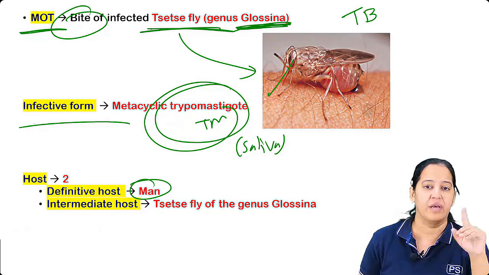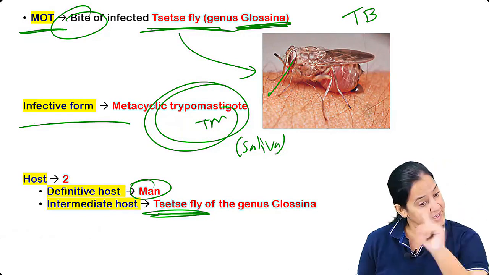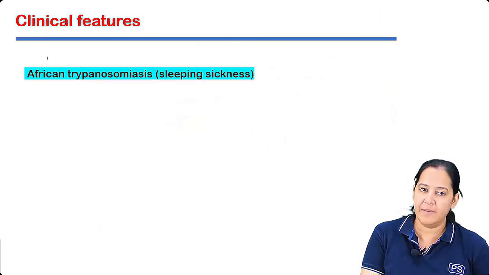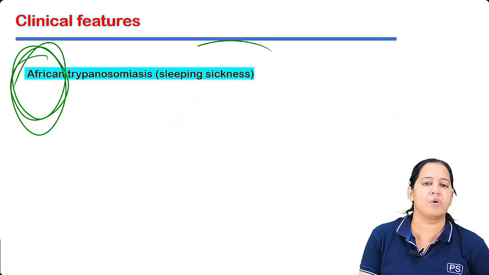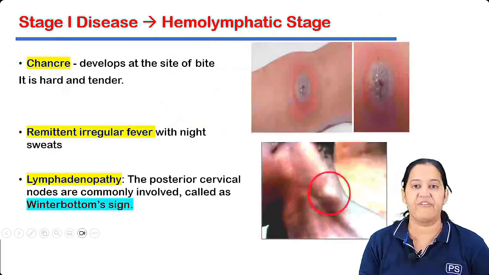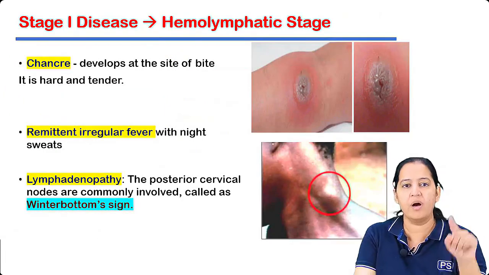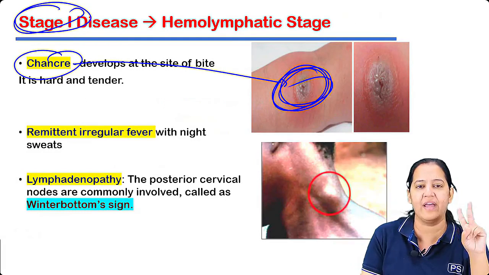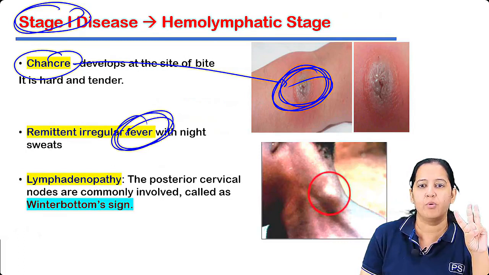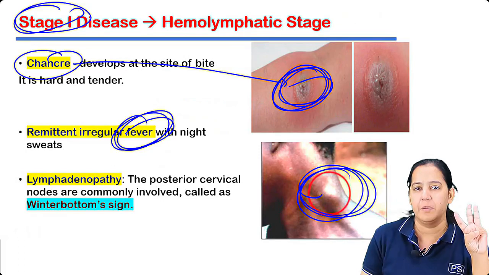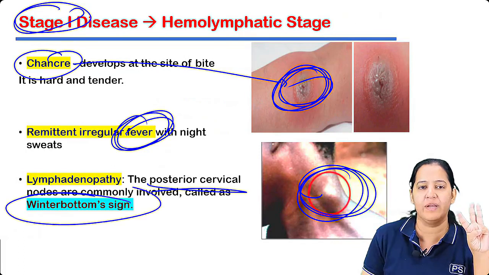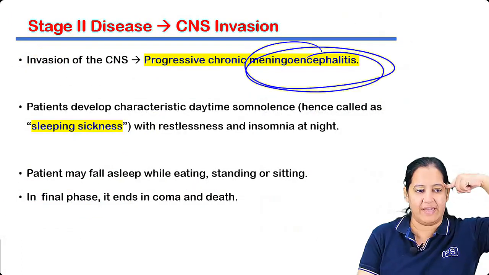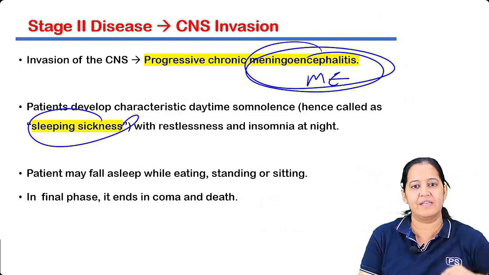The definitive host is man in both of them. The intermediate host is different. Here the intermediate host is tsetse fly, and there the intermediate host is Reduviid bug. This cycle I have drawn for you. The name of the disease is African trypanosomiasis, also known as sleeping sickness. This one is African. So what will happen in stage 1? First a chancre at the site of the bite. This is known as chancre. Fever is there. And posterior cervical lymphadenopathy, known as Winterbottom sign. Stage 1. In stage 2 the brain is involved. Meningoencephalitis, sleeping sickness, coma and death.